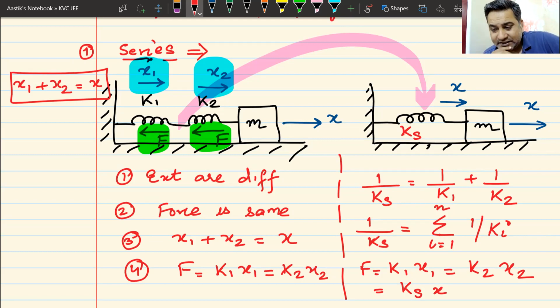How do I get the value of this Ks? 1 by Ks will be equal to 1 by K1 plus 1 by K2. If you have more than two springs, just keep on adding 1 by K plus 1 by K plus 1 by K and so on. Remember, the force in both the smaller spring and the bigger spring, they are all same. So K1 into X1 is equal to K2 into X2 is equal to Ks into X. I'll give you a minute to write it down. If you have any problems, please ask.